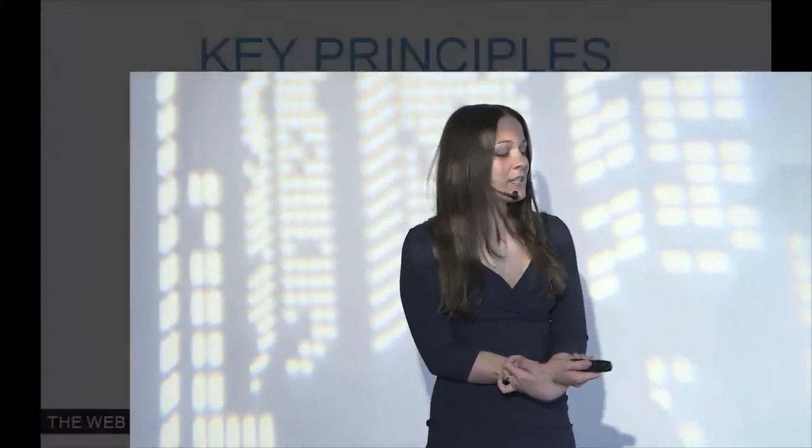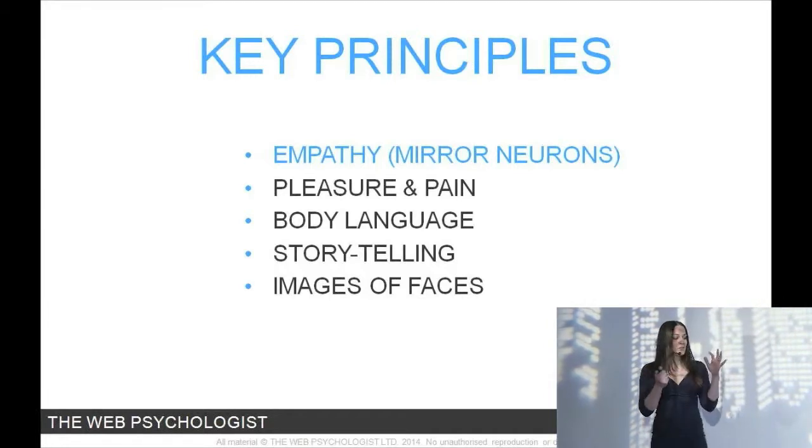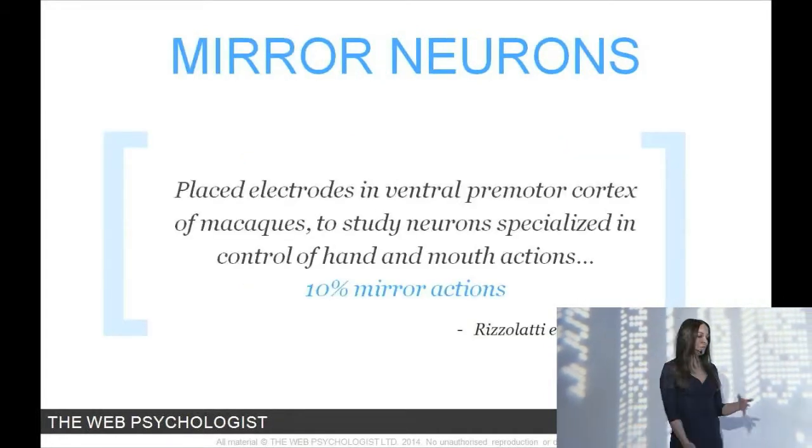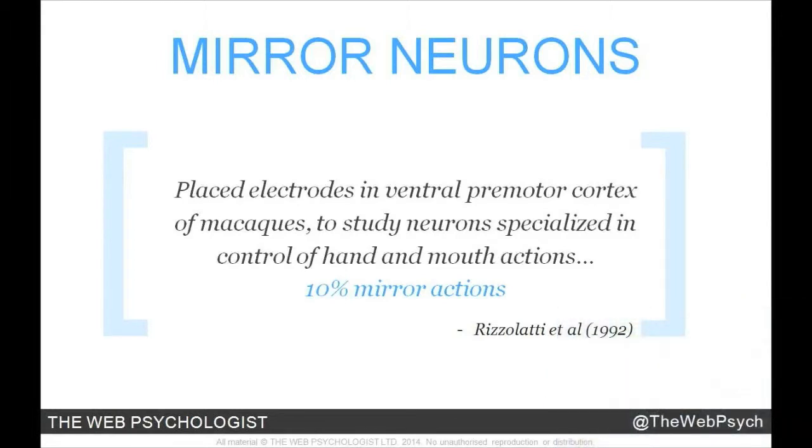So how does this work online? The first thing is that it is related to empathy, which is related to mirror neurons. Now, the reason this is useful, I'll go into it in a sec. So quickly, mirror neurons were discovered by Professor Rizzolatti at the University of Parma in 1992, where they placed electrodes in the brains of these macaque monkeys to look at hand and mouth motor actions.